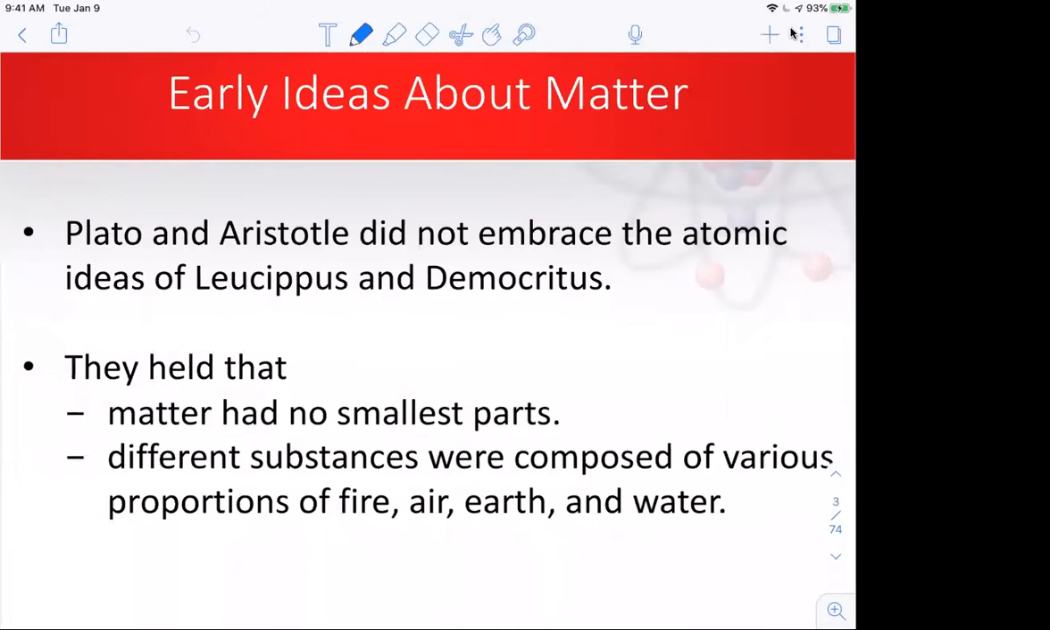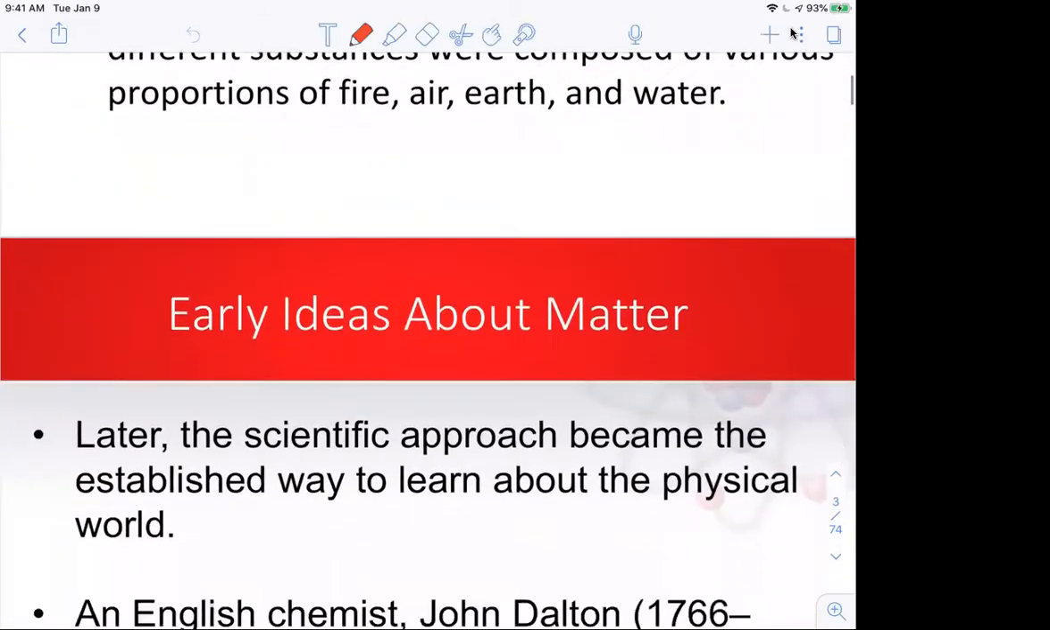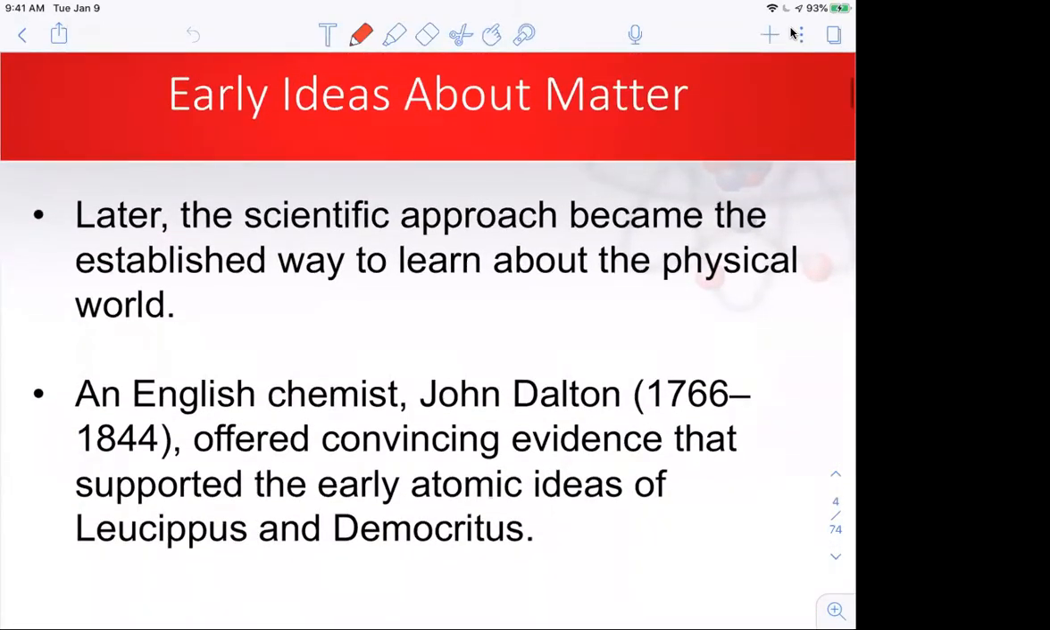So Democritus's ideas faded off until much later, when people could actually do experiments that allowed them to think about the nature of the atom. It wasn't until the 1700s and 1800s that the scientific approach became the established way to learn about the physical world. Now we had a way that we could devise experiments in order to test hypotheses.